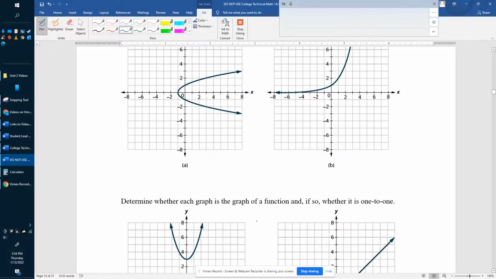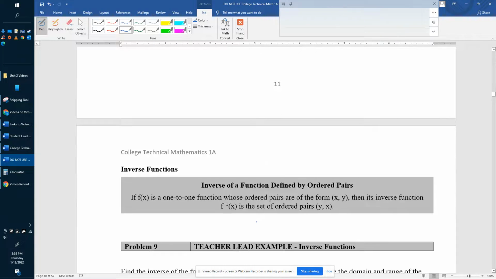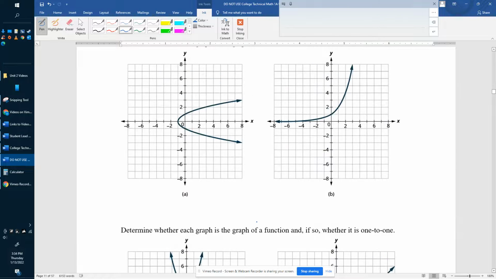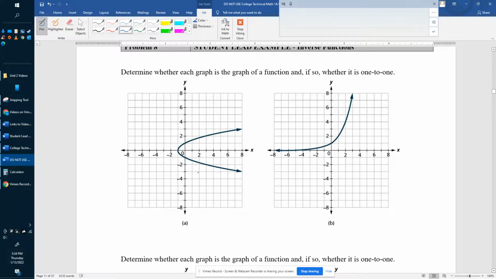So we have problem 8 for you to look at to determine if these are one-to-one functions. So I will end the video here and let you determine if these are one-to-one functions.